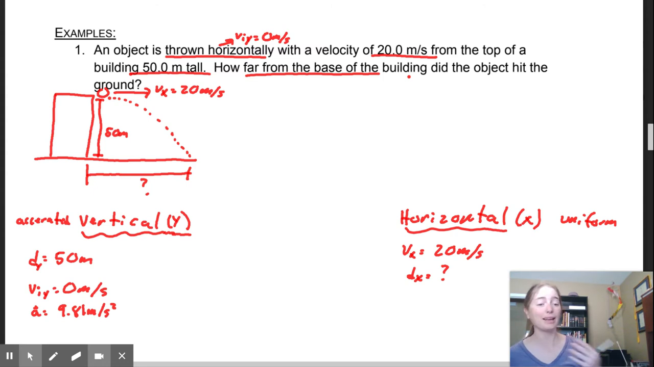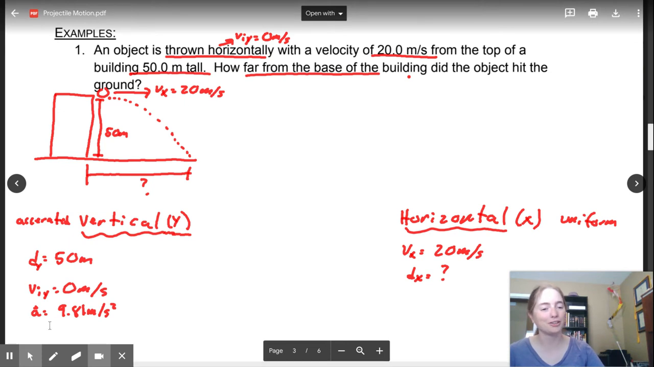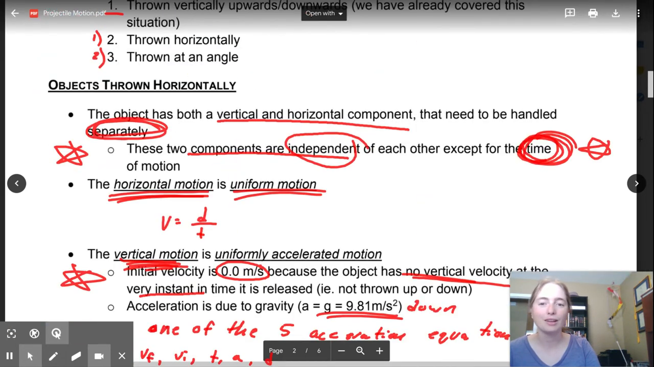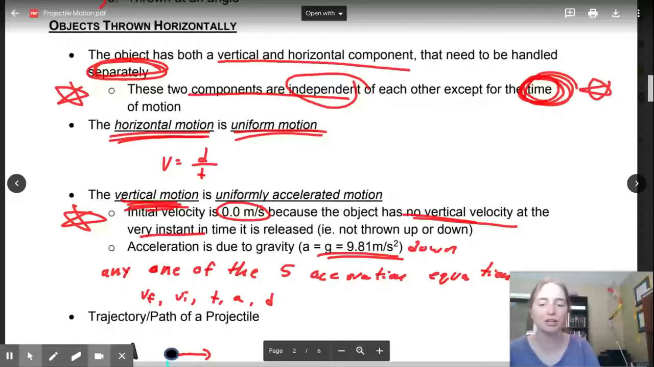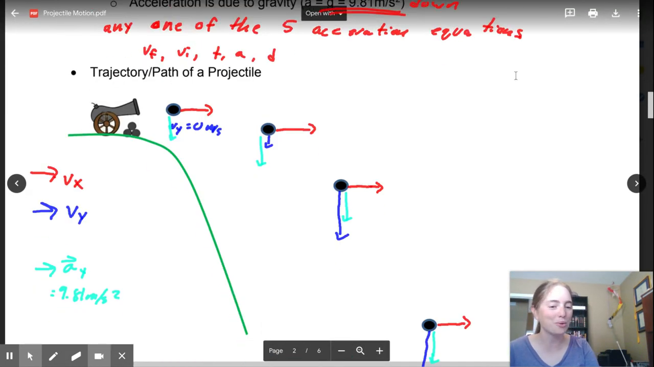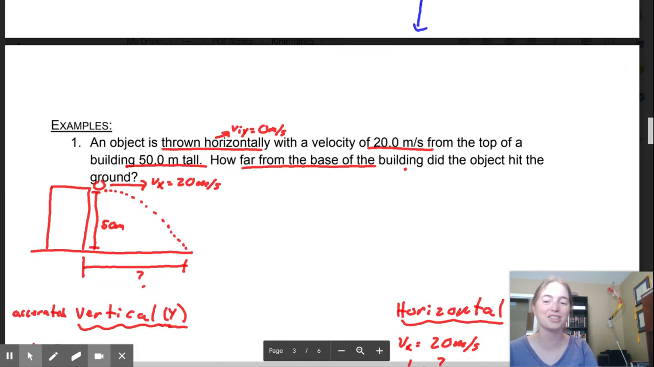How can I get time? Well, not on the horizontal. I don't have enough info. I have to get time on the vertical. Remember, ladies and gentlemen, what we mentioned earlier? This piece in your notes, this guy here, I told you to put big stars around time. Time is the only component that can jump between the x and the y.